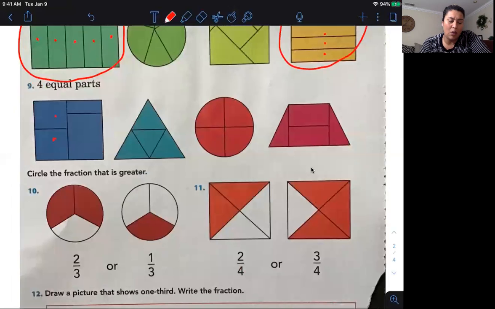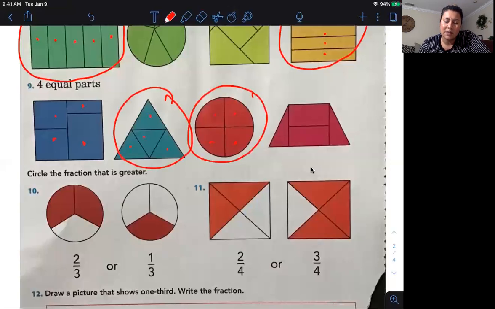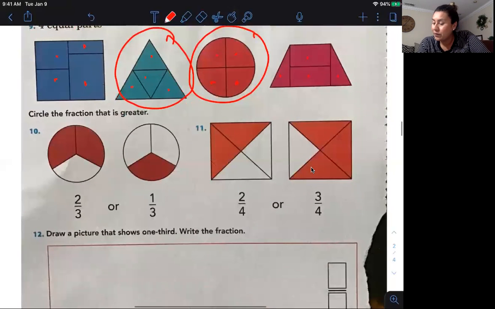Do these look equal? No. How about these? 1, 2, 3, 4. Yes. How about these? 1, 2, 3, 4. Yes. How about these? Some get triangles, some get rectangles. No. All right, let's look down below.